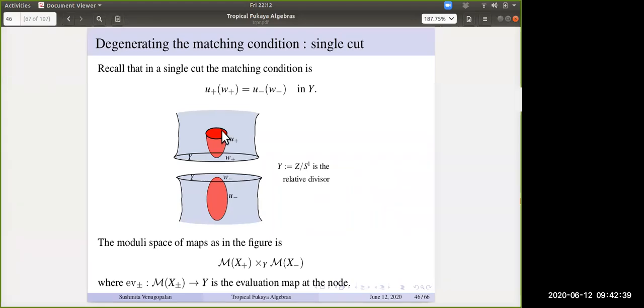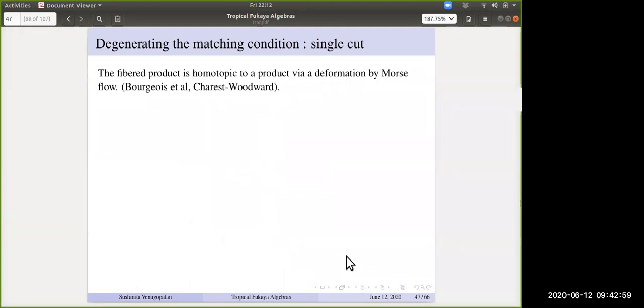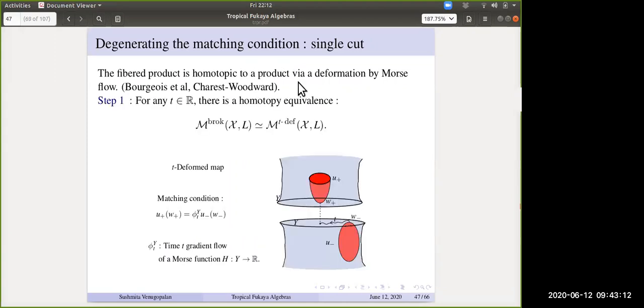Because of this matching condition, the moduli space of maps, as in the figure, is a fiber product of this form, where the map to Y is the evaluation map at the node on both sides. Using deformation by Morse flow, one can show that the fiber product is homotopic to a product. I'll outline how the proof goes.